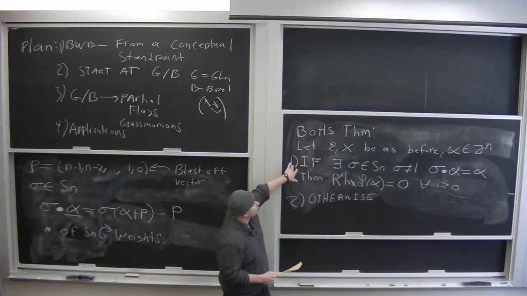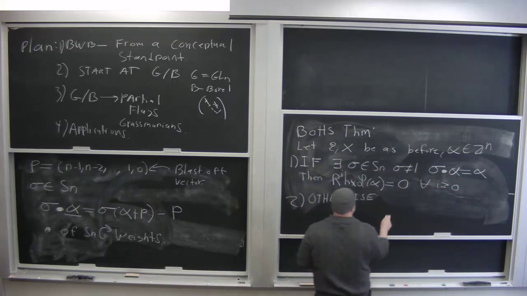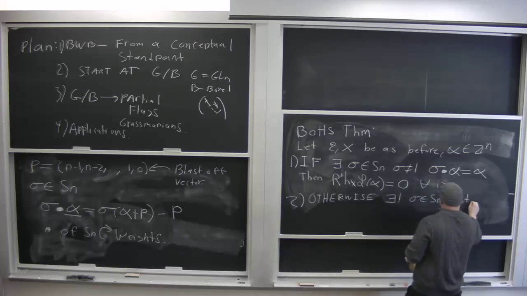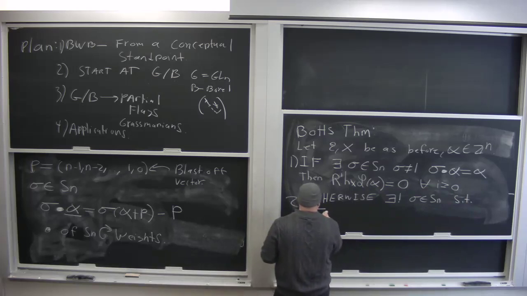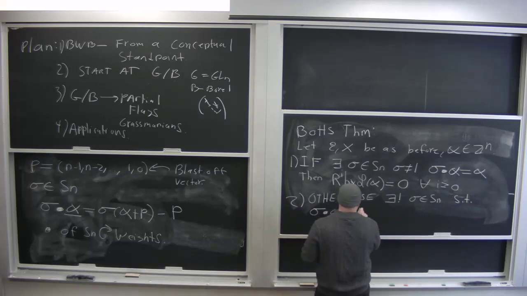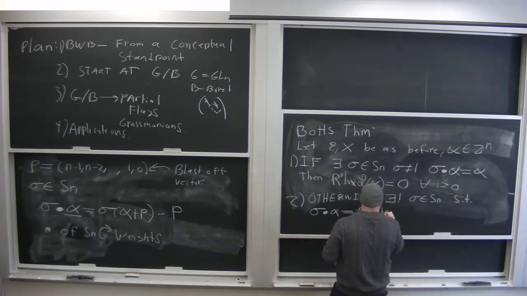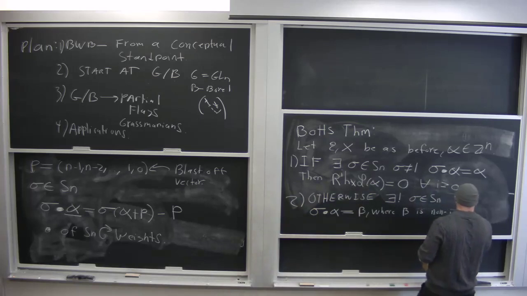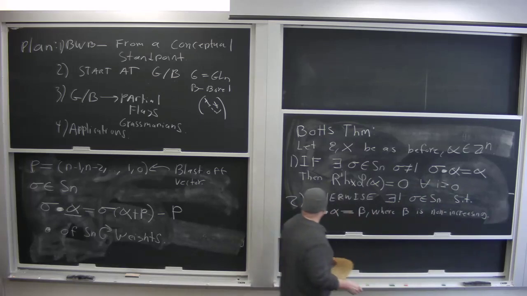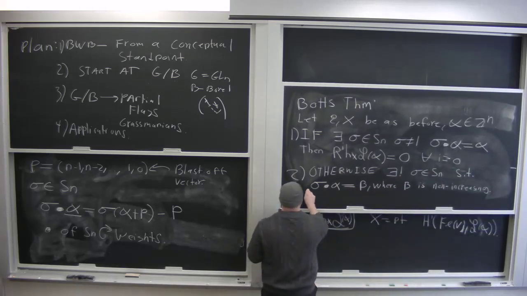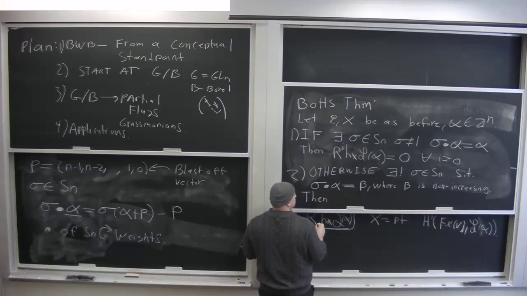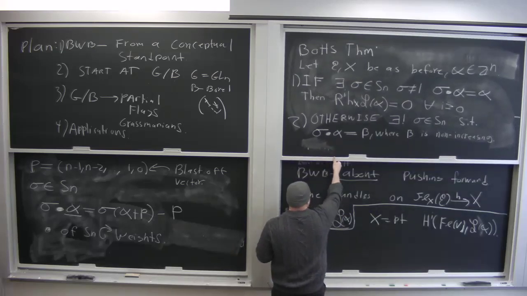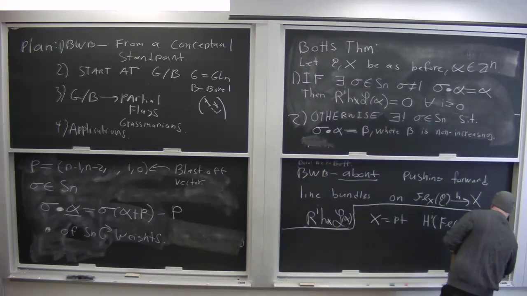Otherwise, if it is not a fixed point, then there is a unique sigma in Sn such that sigma bullet alpha equals beta, where beta is non-increasing, then, well, I guess let's put it here. It's two statements.